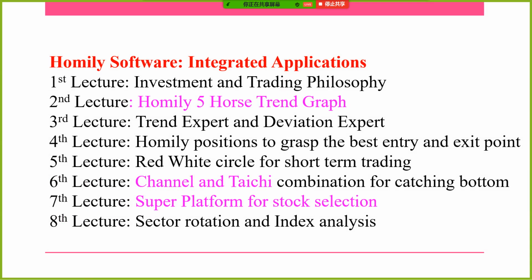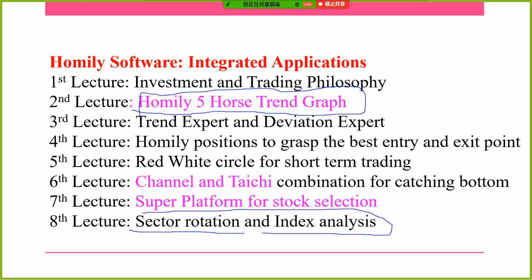Then we also learn the software application like the Homely Rainbow. We have the Homely 5 horse chart, like the black horse coming or black horse speeding up. We also learn some sector rotation and index analysis. Like this time, you will see if Biden wins, then which sector will benefit. Okay, like this we have some indicator.